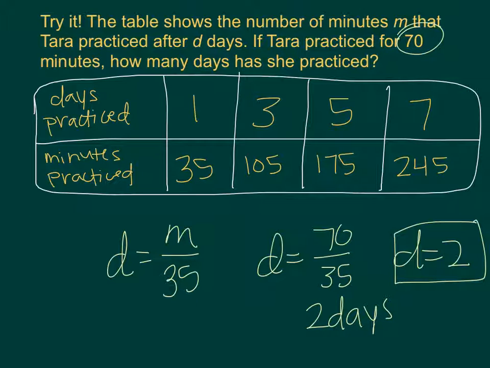Another way you could have looked at that is you could have said, well, 70 minutes, she did 35, and then 105, so it probably falls somewhere in here, because it's not going to be more than this, right? And you could have found that 2 days is equal to 70. A couple of ways you could have solved that. And that's the wonderful thing I love about math, and especially algebra, is there's so many ways to solve it. Do the way that works for you.